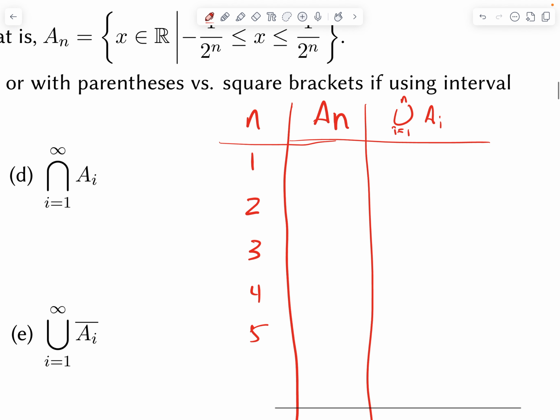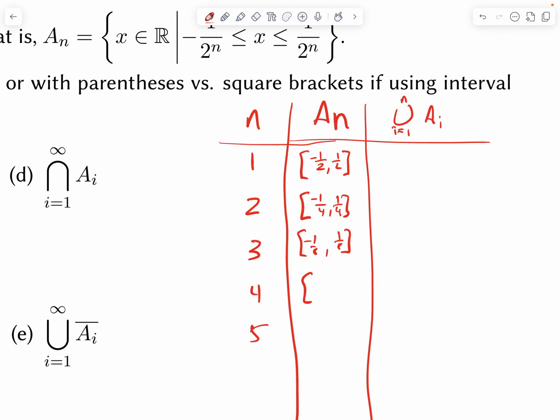Okay, so A sub 1 here is negative 1/2 to 1/2. And then this will be the closed set from negative 1/4 to 1/4. This will be negative 1/8 to 1/8. Negative 1/16 to 1/16. I don't even know if I need to go any further, but I will. Okay, so those are the sets, the A sub n's.